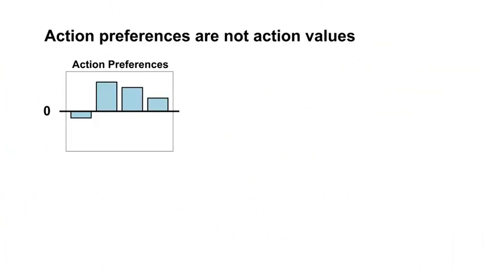It's important to distinguish between action preferences and action values. Preferences indicate how much the agent prefers each action, but they are not summaries of future reward. Only the relative differences between preferences are important. For example, we could add plus 100 to all the preferences and it would not matter.